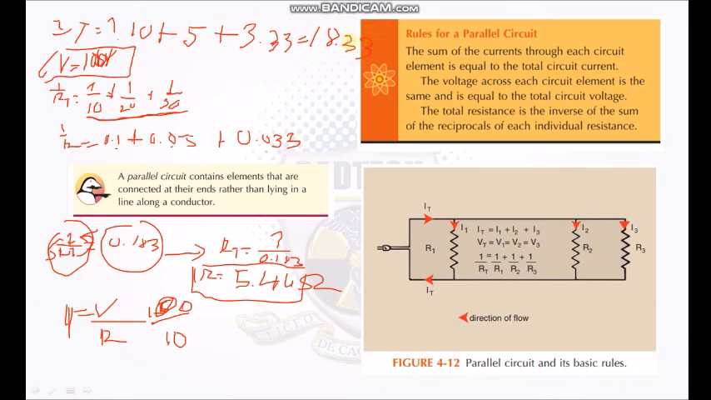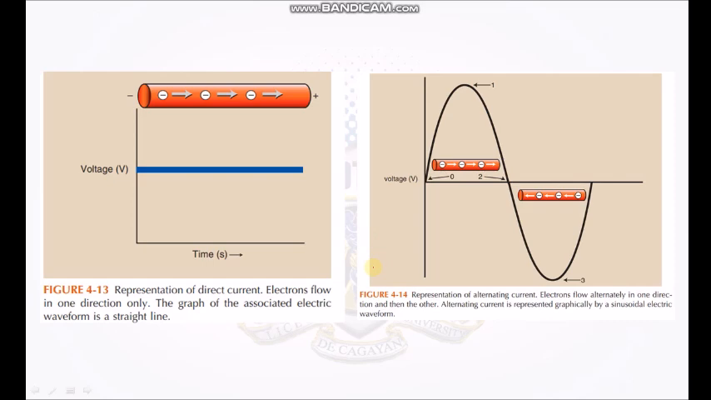Okay, so this is your total current, measured in A. Next we have related topics also: direct current and then alternating current. You have alternating current and then direct current.